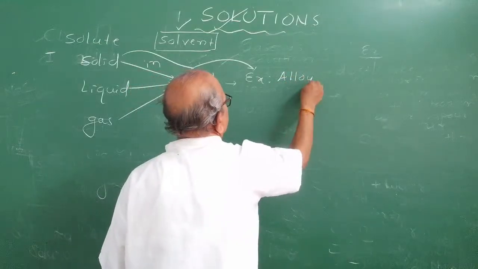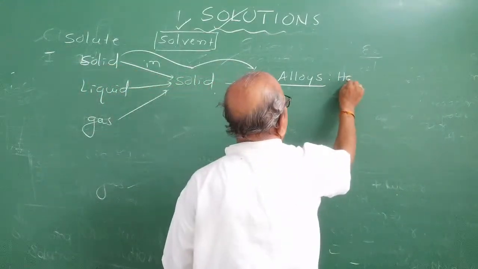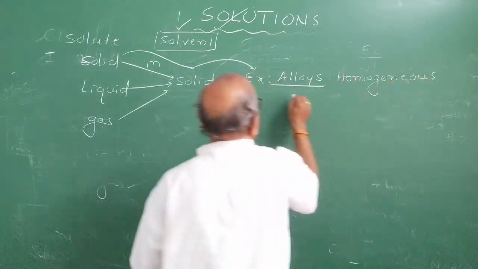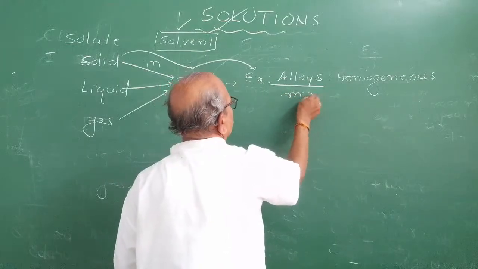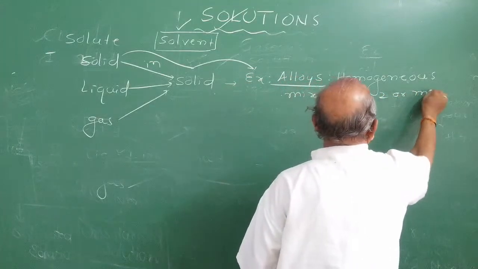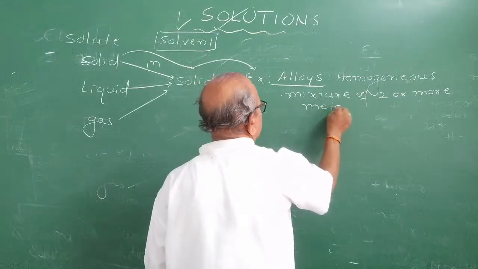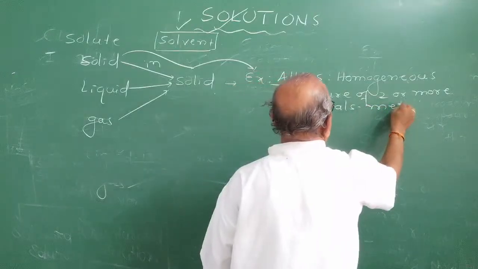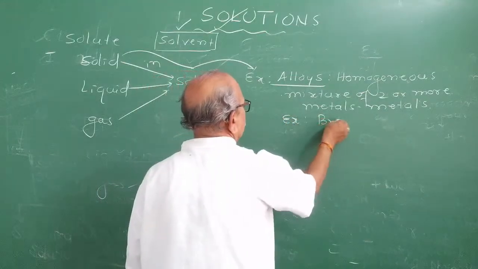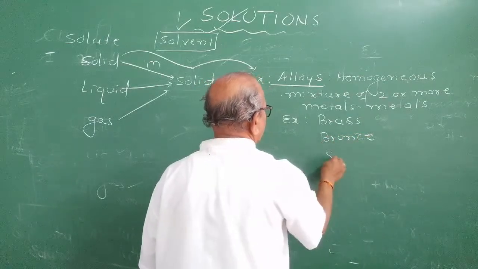What are alloys? Alloys are nothing but a homogeneous mixture. We define alloys as homogeneous mixtures of two or more metals, mainly metals and metals. You can take the example of brass. You can take the example of bronze. You can take the example of stainless steel.